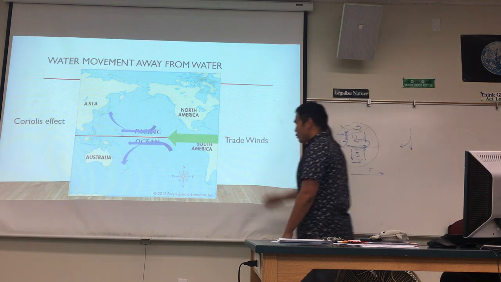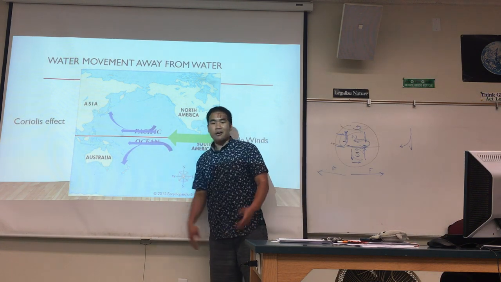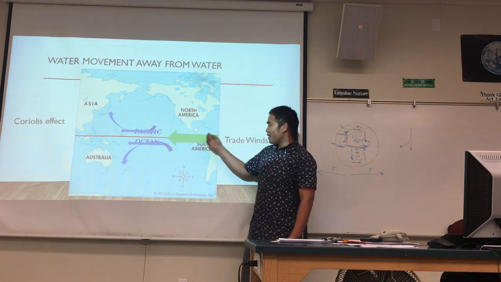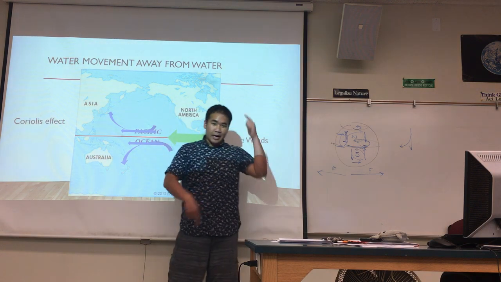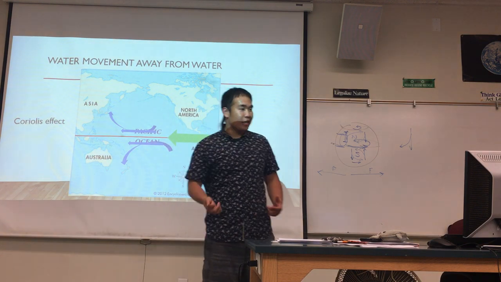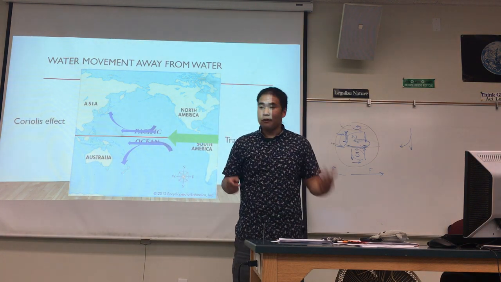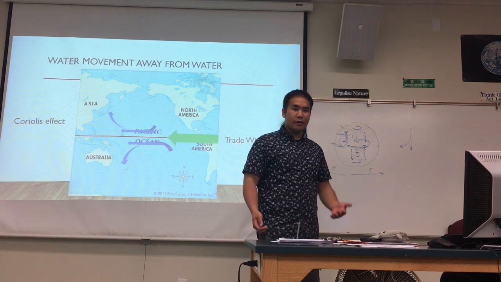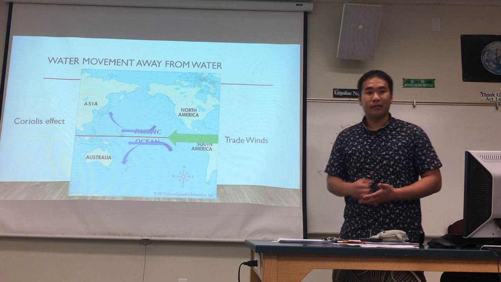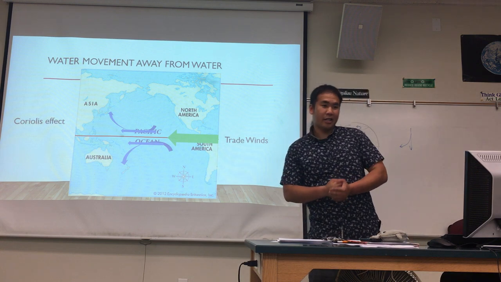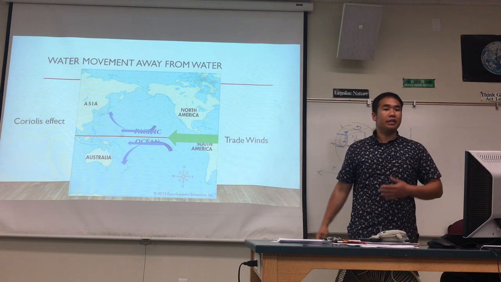So, quick recap, the trade winds are blowing this way. They're called the easterlies, coming from the east. They end up moving the water. Water hits the continent, and when it starts going up and down, the Coriolis effect takes over and starts making it go left or right. In the northern hemisphere, it goes towards the right, and in the southern hemisphere, it goes towards the left.